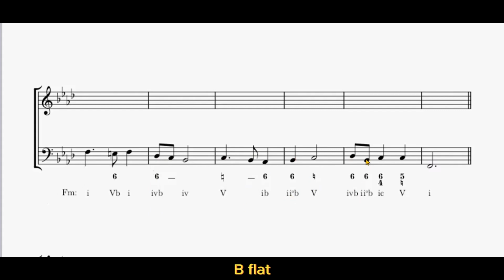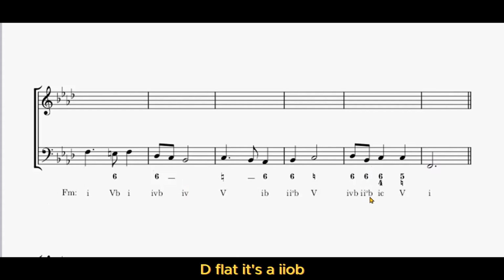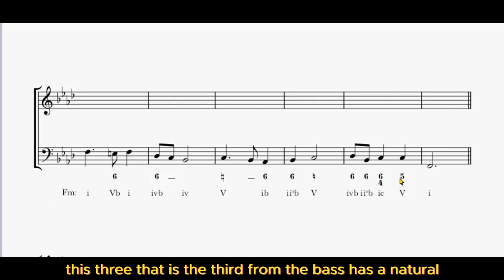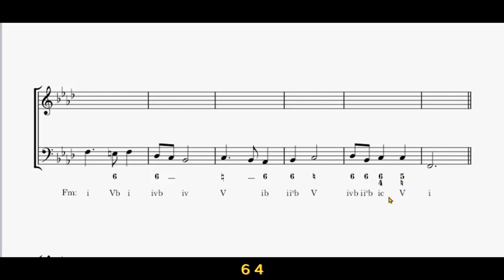B flat has a B flat here, but this time it's not a 4 because there is a figure 6 here. So the chord should be G, B flat, D flat. It's a 2B. At the end, we have 6, 4, 5, 3. And this 3, that is the third from the bass, has a natural. So we look at this and identify this is the cadential 6/4: 1C, 5, 1.